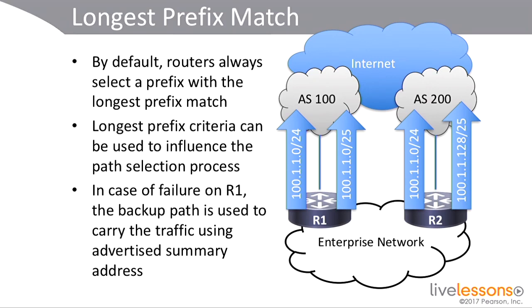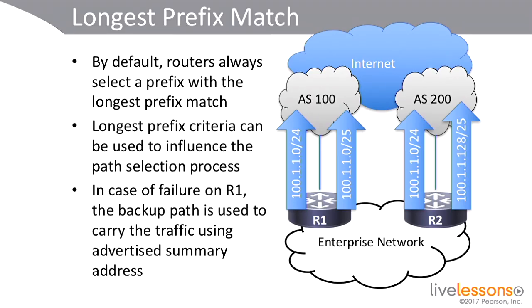In this topology on the screen, we can notice that there are 2 routers at the edge of the enterprise network, router 1 and router 2. Both are advertising a /25 prefix of the same subnet, and both are also advertising the summarized subnet. So here router 1 is advertising 100.1.1.0/25 and router 2 is advertising 100.1.1.128/25. But at the same time, both of them are also advertising 100.1.1.0/24.